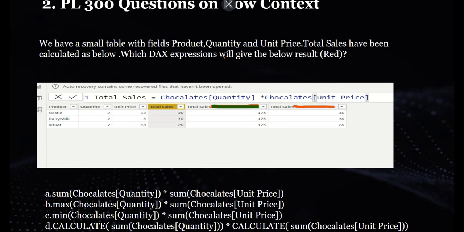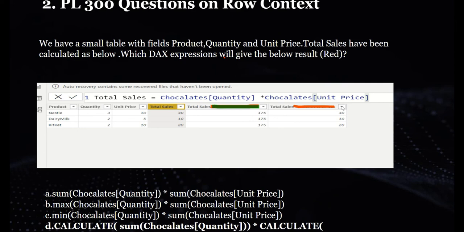Again, you can pause it over here. Which DAX expression will give the below result? Red one, 30, 10, and 20. So one way to get the context back is to put calculate just before your aggregate function, and that can help you to get the correct answer, and again it will operate row by row. So the answer for this would be D.